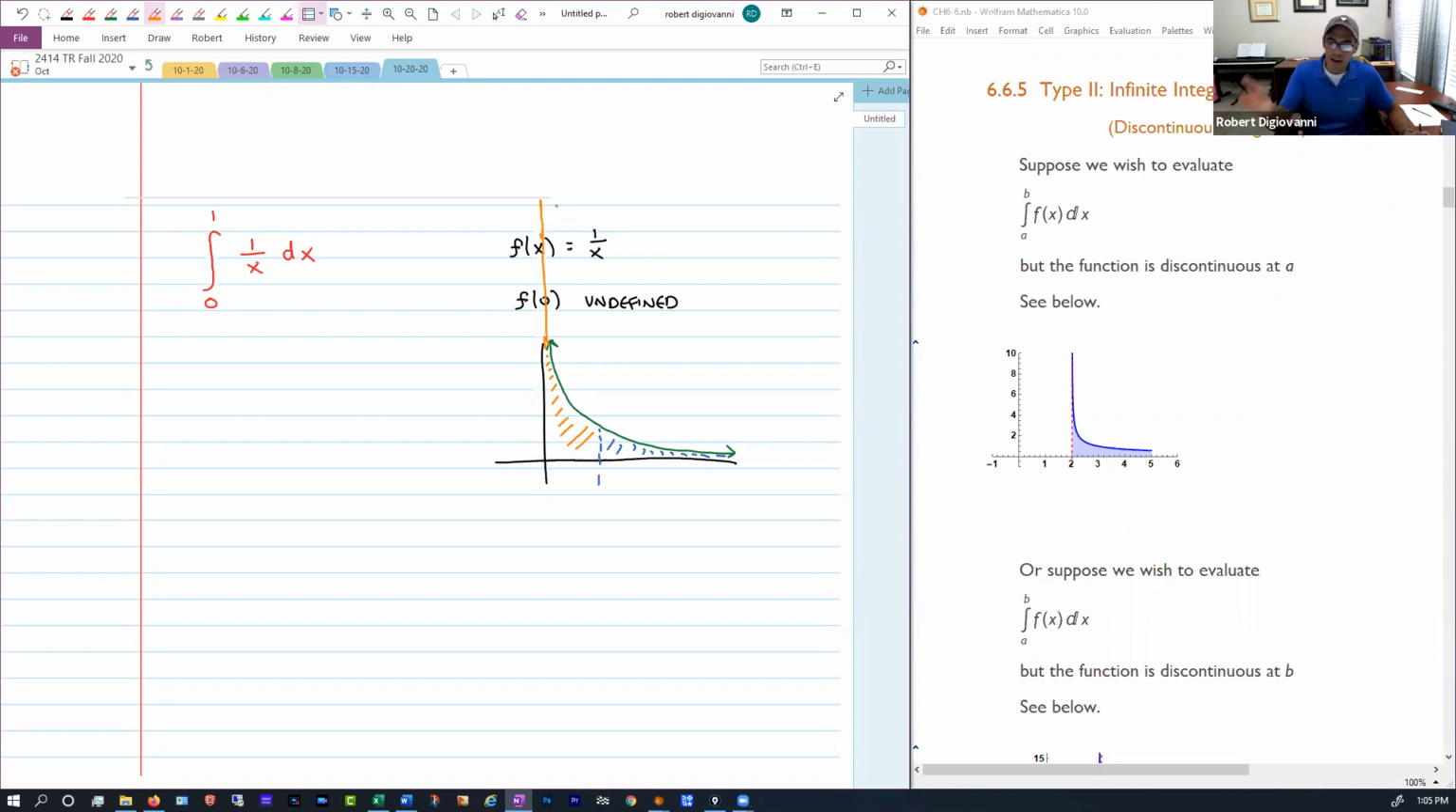We know that for the type 1, we just set up a limit. That's what we did. We just set up a limit. We let that limit of integration go to infinity or negative infinity or something like that. So here's the way we're going to do this.